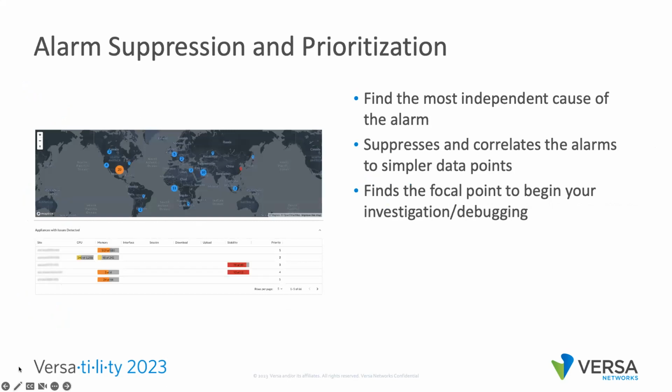So let's look at alarm suppression and prioritization. So as I mentioned, if you log into Wani, the first screen will give you the most independent cause of alarms. It will suppress and correlate into simpler data points. So if you want, of course, a granular view of what's happening in the system, Versa Director and Versa Analytics is still there. But this is a bird's eye view of what's happening in the system.